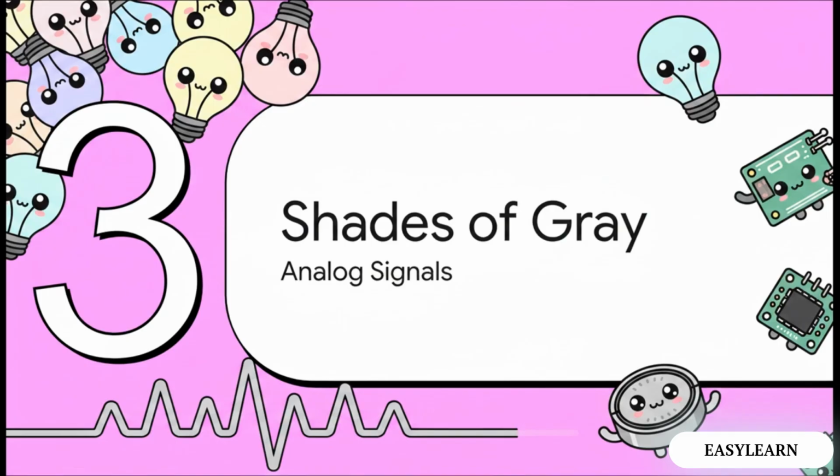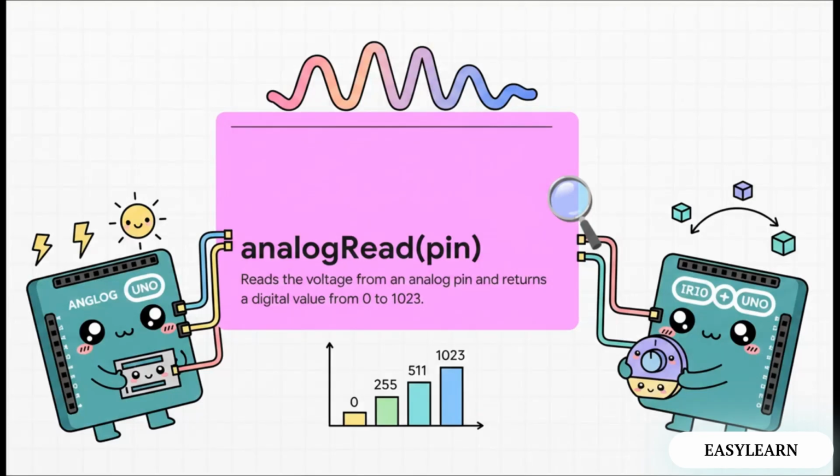This is the world of analog signals, where you can have a whole spectrum of values, not just a simple on or off. To listen for these kinds of details, the Arduino uses analogRead. What it does is it measures the voltage on a specific analog pin, and then it converts that voltage into a number, somewhere between 0 and 1023. So that gives it over 1,000 distinct levels to work with.